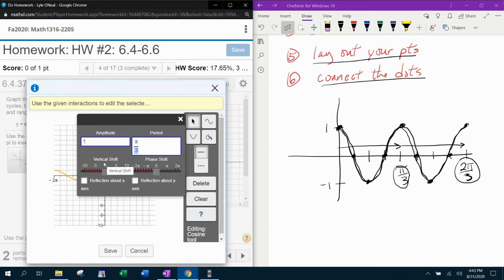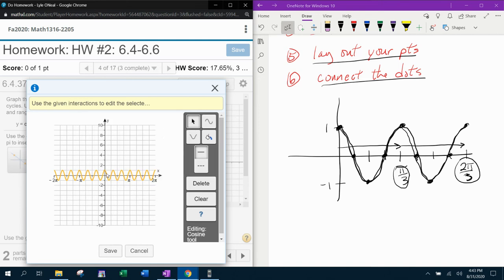Remember, we had no vertical shift and no phase shift. And since we're starting at +1 on the y-axis, we do not need to reflect about the x-axis. If this graph had started at -1, then we would need to choose the reflection about the x-axis. We don't need that this time. And then we're going to hit enter and close this. And hopefully you're going to see that this squiggly wave looks something like what I've drawn here.